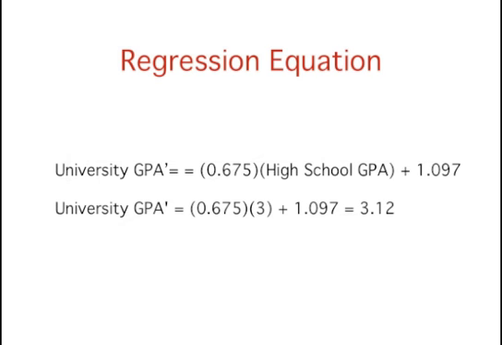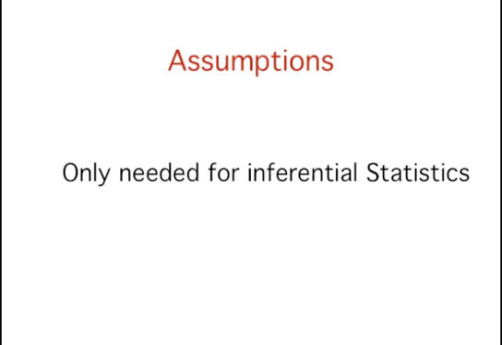The regression equation for this line is shown here. The calculation shows that a student with a high school GPA of 3.0 would be predicted to have a university GPA of 3.12. It may surprise you, but the calculations shown in this section are assumption-free. Of course, if the relationship between x and y is not linear, a different shaped function could fit the data better. Inferential statistics and regression are based on several assumptions, and these assumptions are discussed in a later section of this chapter.